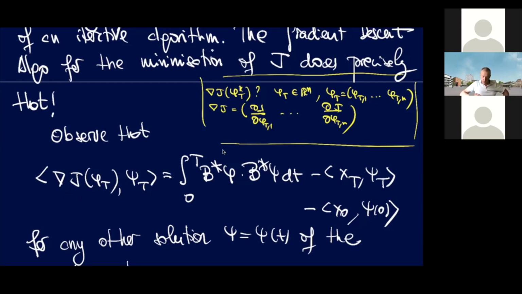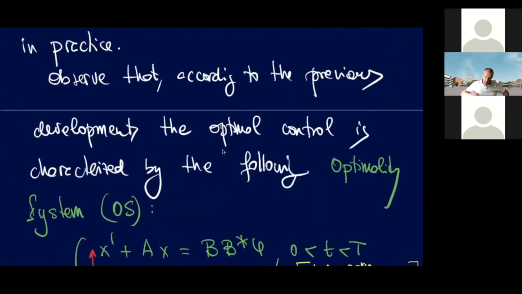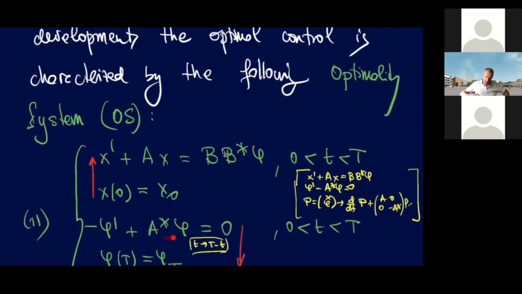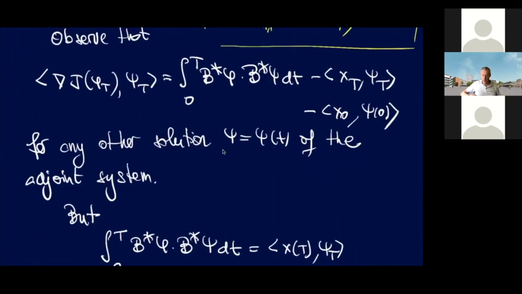The gradient of J, of course, is a vector. We have to compute the directional derivative. So you give me any psi T in Rn, psi being the corresponding solution of the adjoint system. Psi will be the solution of the same adjoint system out of psi T. When computing the derivative of the quadratic term, I will get the crossing of B star phi and B star psi. And the differentiation of the linear term is trivial: x0 and xT are fixed. I will get simply psi T and phi 0.